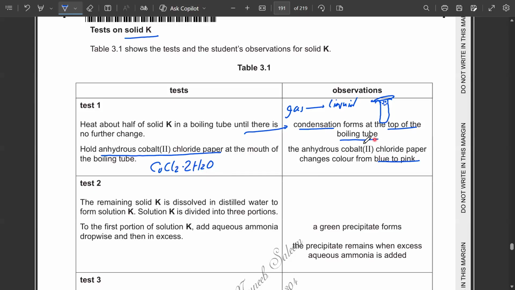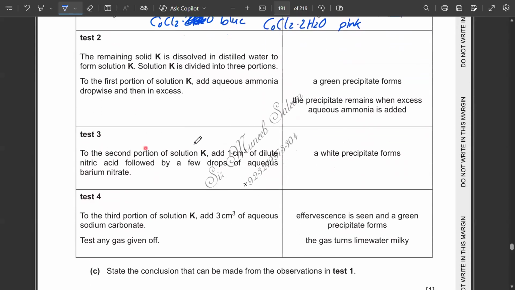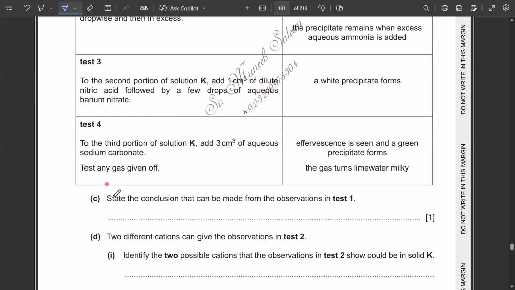CoCl2.2H2O paper was used for testing the presence of water. In the anhydrous form, it is blue in color, without 2H2O. And when water is attached to the CoCl2, it converts into CoCl2.2H2O, and in this case, it is pink in color. So this was used to test the presence of water. I will not go through these lines separately. I will just look at the question and then relate it with the tests.